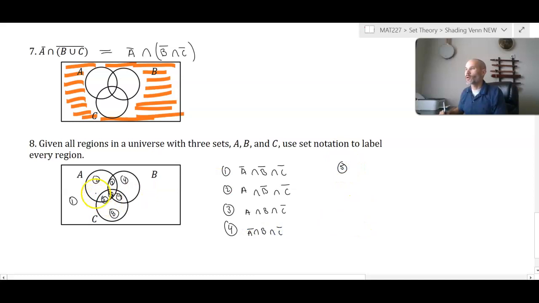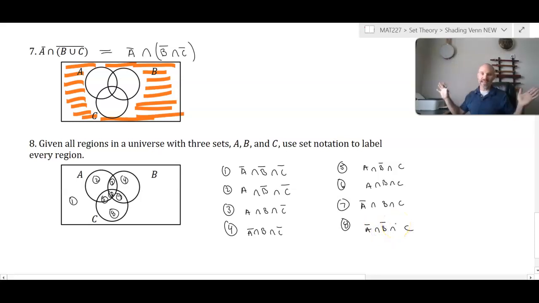Region 5, well, that's an overlap between art and chemistry, but without the biology students. So we are in art, we're not in biology, we are in chemistry. Region 6, we're in all 3, A and B and C. Region 7, we are in biology and chemistry, but not in art. And region 8, we are only in chemistry, we are not in biology, and we are not in art. And so that's how we could label all 8 different regions. So notice how it's important to have all 3 letters in that intersection so that we say exactly where those elements are in relation to all 3 sets.